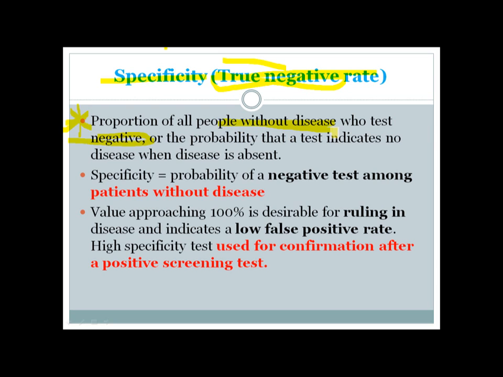So it is the proportion of all people without disease, or healthy people, who test negative, or the probability that a test indicates no disease when the disease is actually absent. In another way, specificity is the probability of a negative test among patients without disease. What is the chance that a person who does not have the disease is tested and comes out as negative? What is the probability of getting a negative test result in people without the disease? That's specificity. A value approaching 100% is desirable for ruling in disease and indicates a low false positive rate, because we don't want to tag a person as positive when he or she does not have the disease. Those are called false positives.